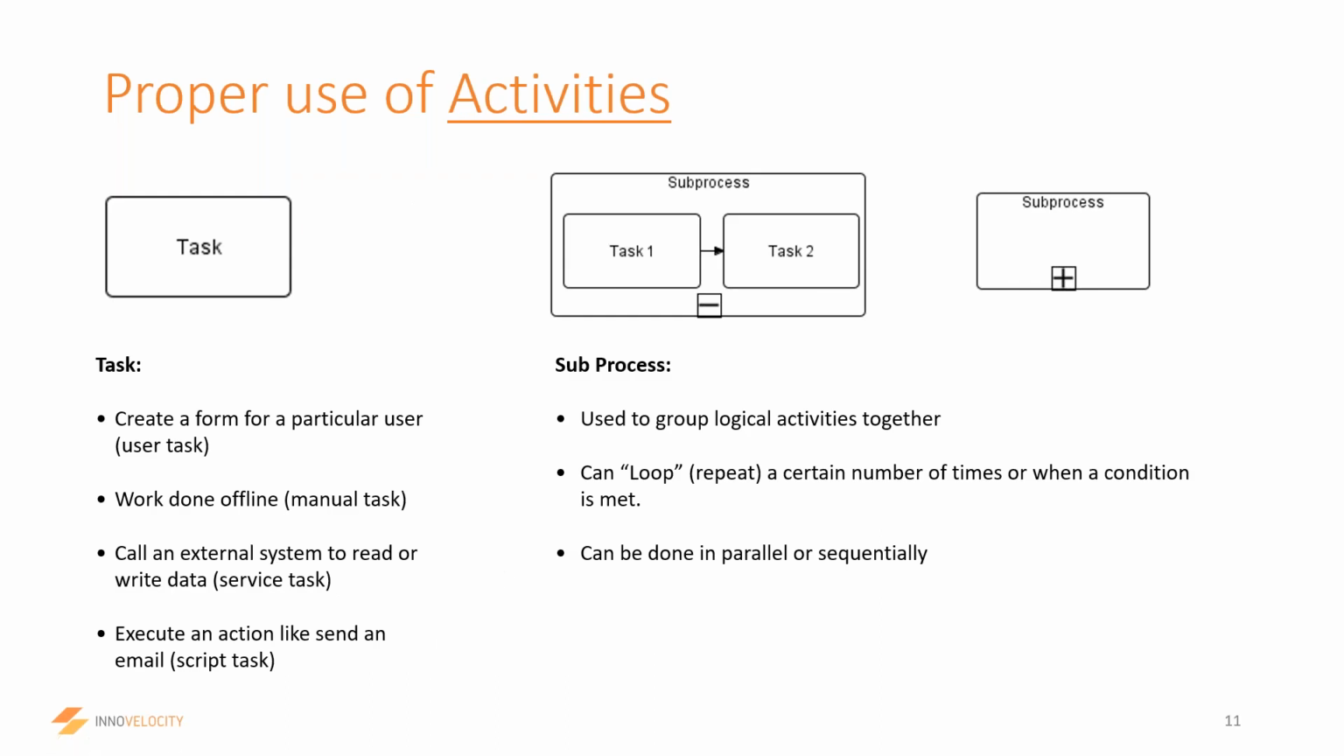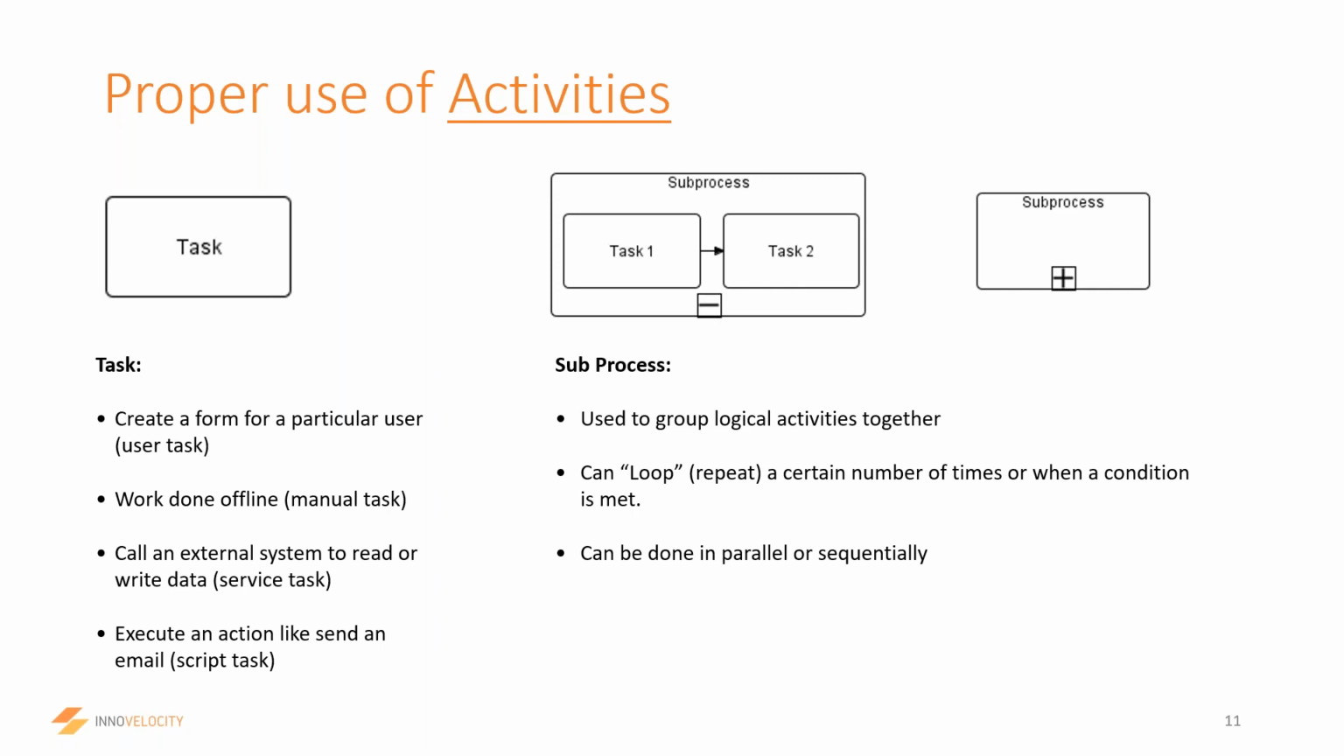When it comes to activities, again, these are showing what work is being done. You have tasks, which could be turning into a form for a user in your information system where they're interacting, entering information, reading information, all the create, read, update, delete type of operations. It could also be work that's done offline. We call this a manual task, but we think it's very important to show these in your diagram as well to get a complete picture of what's happening.